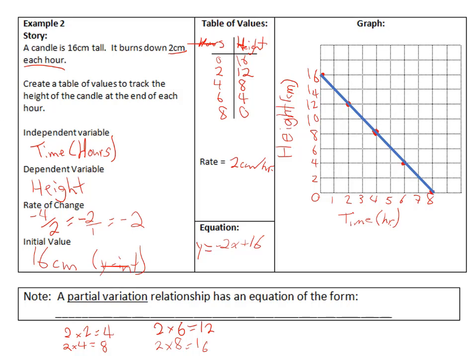Okay, so our note for a partial variation relationship is an equation of the form y equals mx, just like we had before, but now we have plus b. And the b is your initial value, whatever you start with. M is your slope or your rate of change. And x is your independent variable, y is your dependent variable.